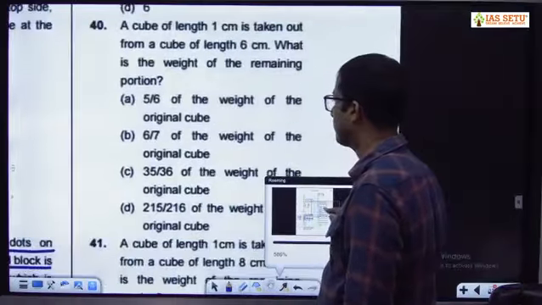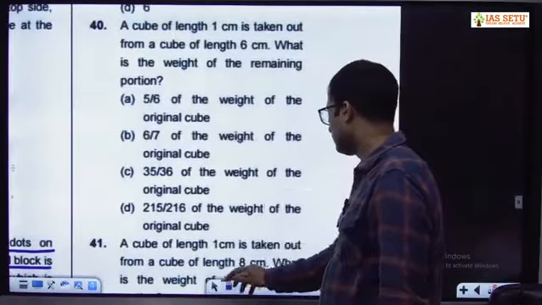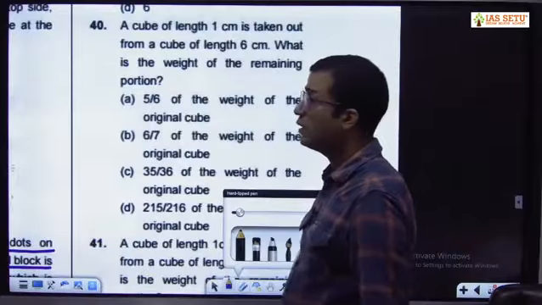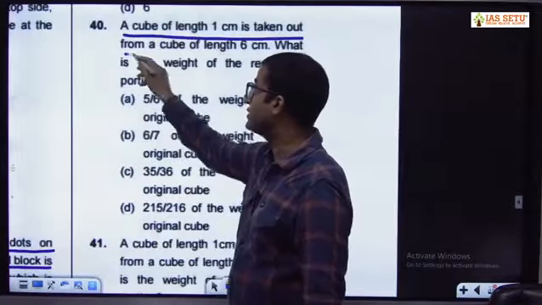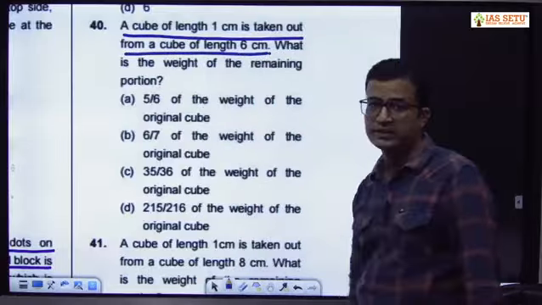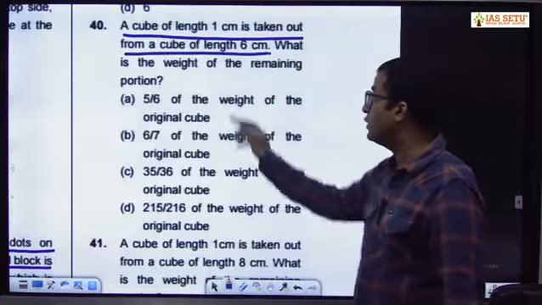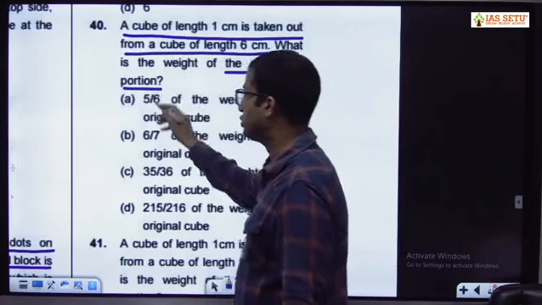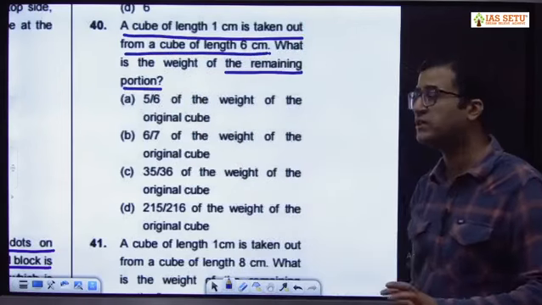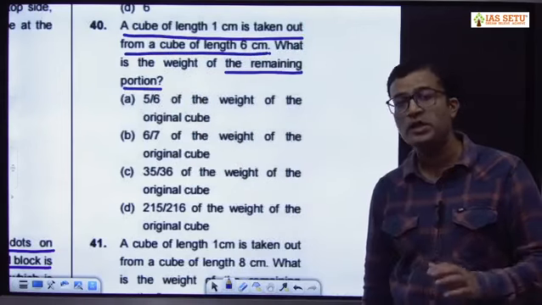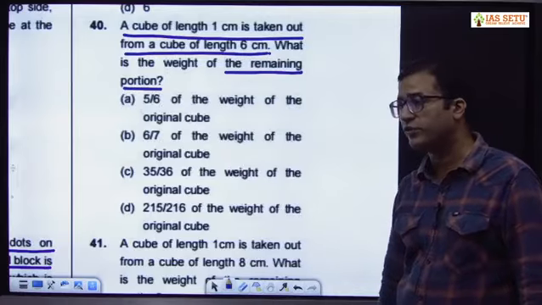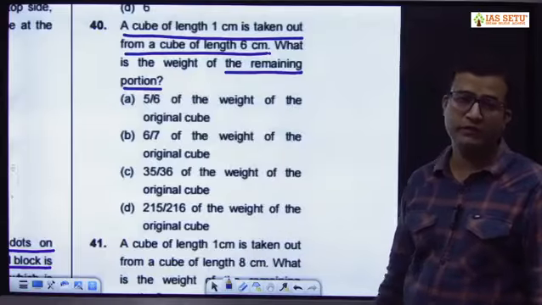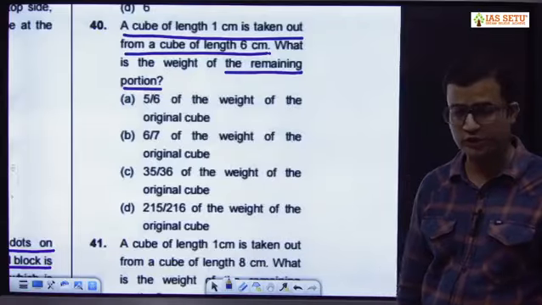Now next type, even in our test also, yesterday's test there was a question. A cube of length 1 centimeter is taken out from a cube of length 6 centimeter. What is the weight of the remaining portion? Answer options are given: 5 by 6 of the weight of original cube, 6 by 7 of the weight of original cube, 35 upon 36 of the weight of original cube, 215 upon 216 of the weight of original.